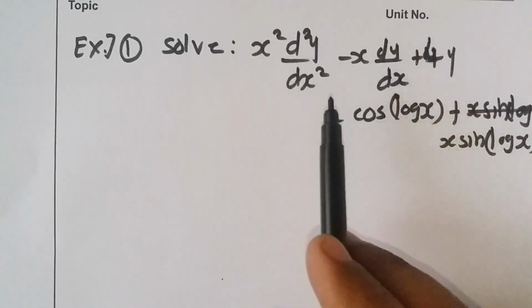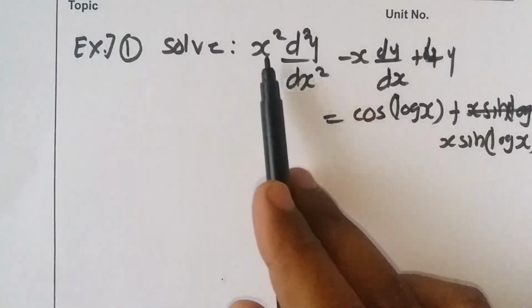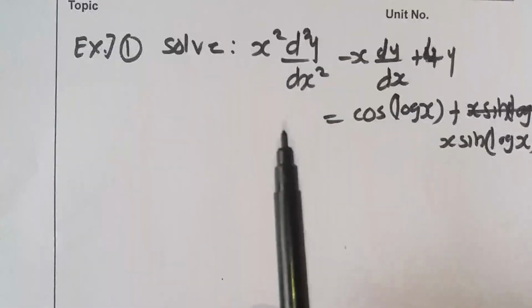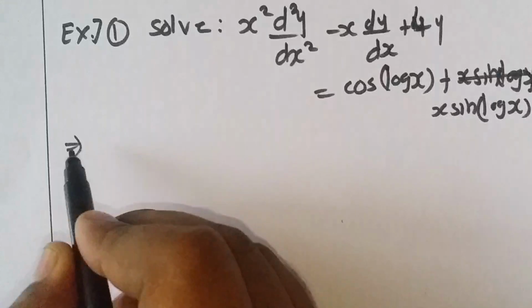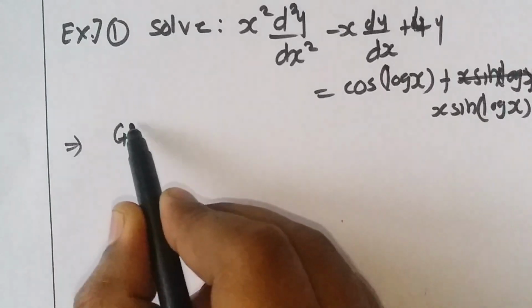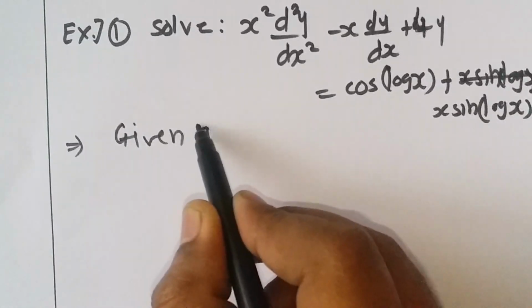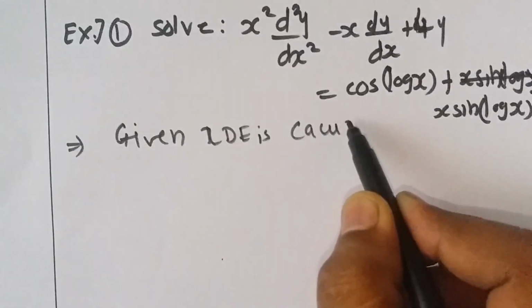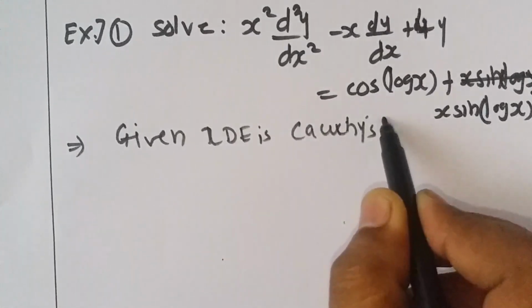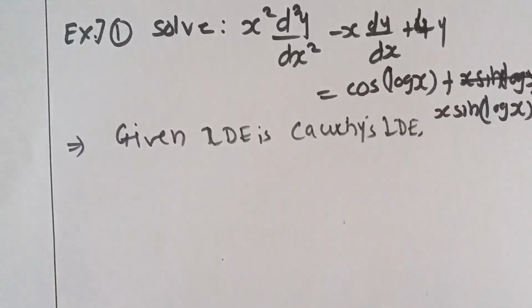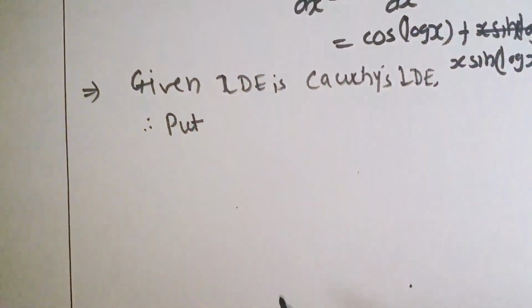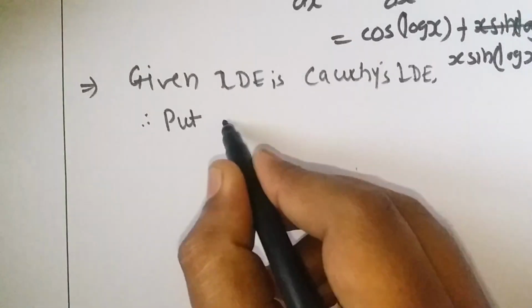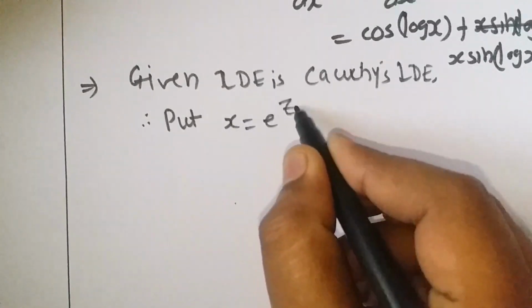So this is a Cauchy's differential equation. Here we don't have any factor, only powers of x. So clearly this is Cauchy's differential equation. So you can write in the solution that the given LDE is Cauchy's LDE. As this is Cauchy's LDE, we are going to put x equal to e raised to z.